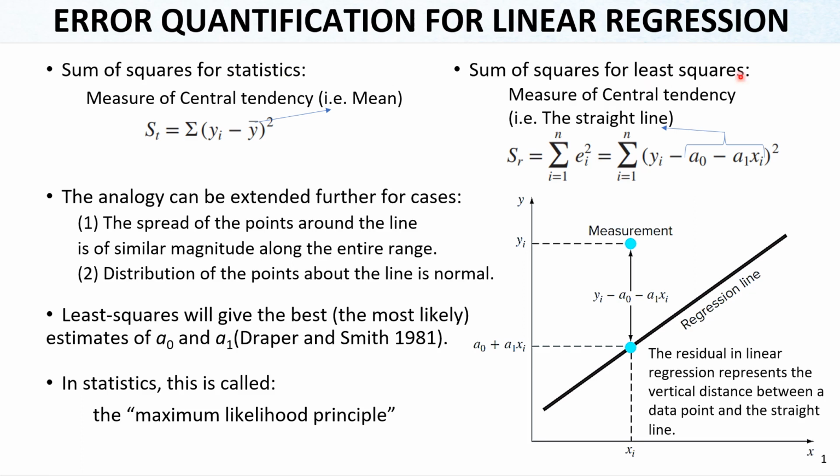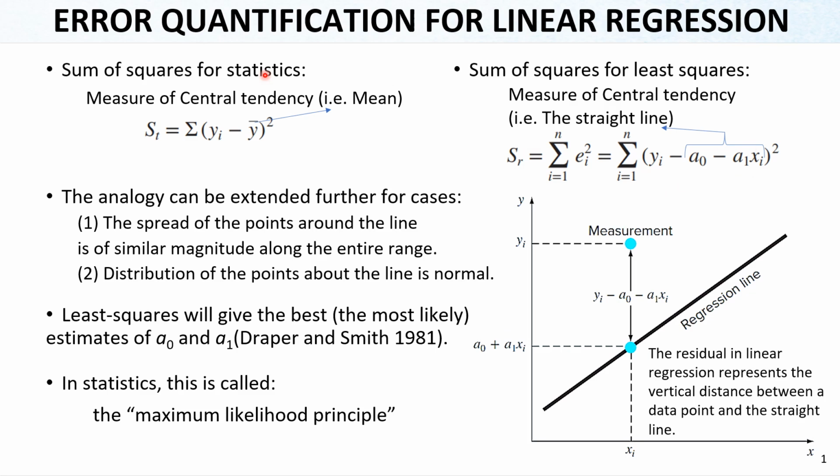Similarly, in least squares, we have a similar formulation. You can see here, this is the straight line formulation, and this is the data. So difference of these and square, it's very similar to this one. The straight line basically means the mean value. Here is the straight line, basically. So it's a measure of central tendency, again, but based on this straight line. So this is given as SR. So we minimize this. So it has to be like as close to 0 as possible.